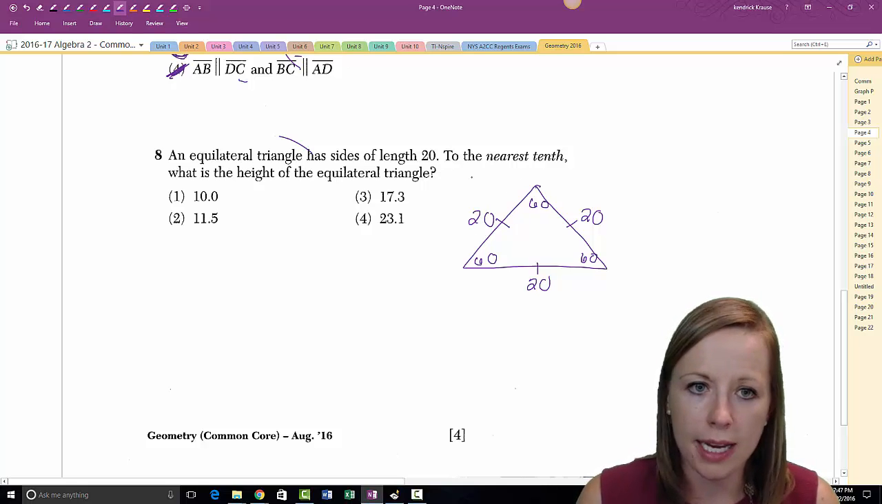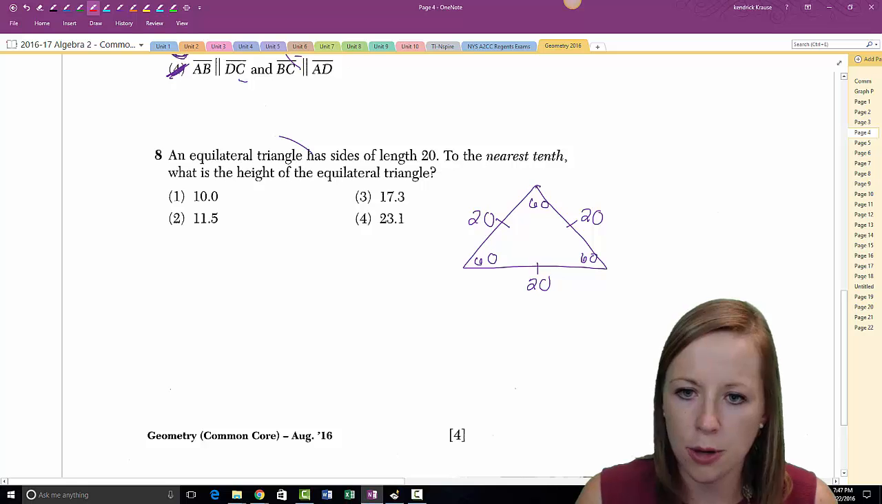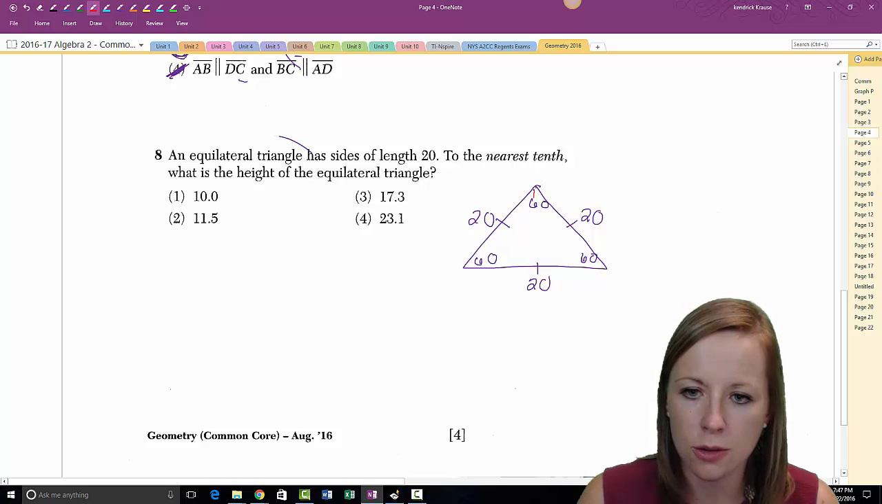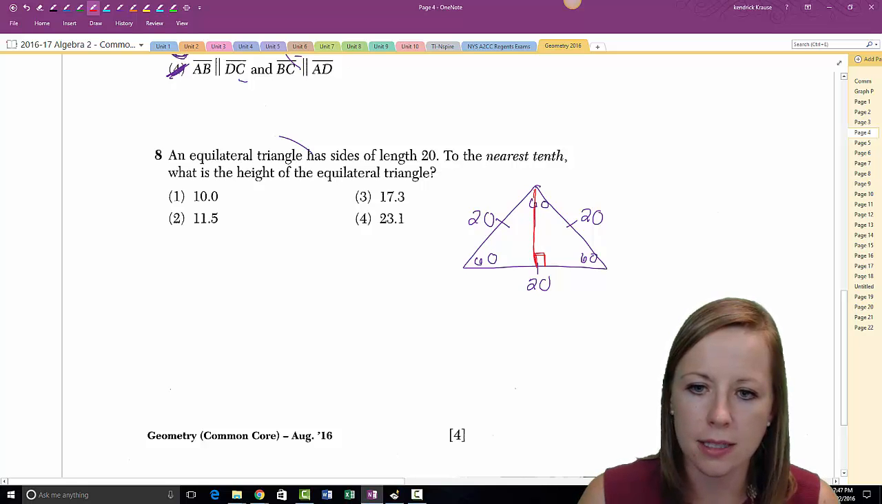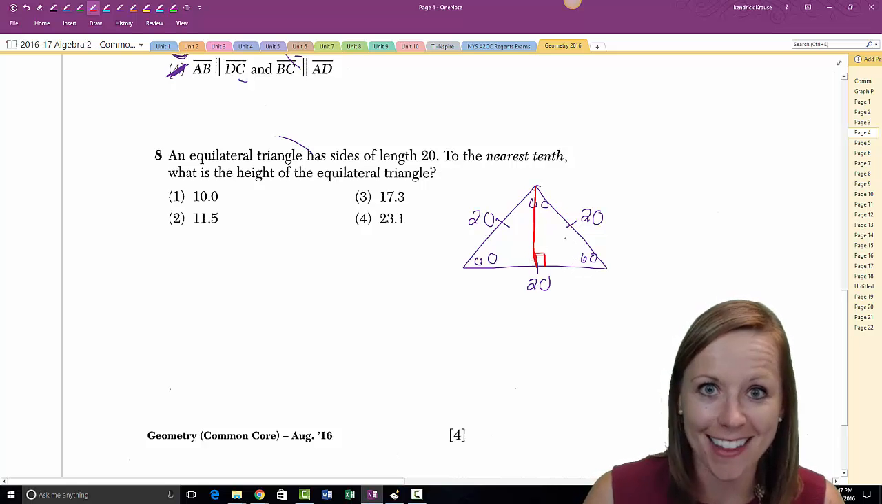So I'm going to draw in an altitude. You should know that an altitude is perpendicular to the opposite side. So I'm going to draw in a little altitude. Altitude has a definition of being perpendicular. So what I've really created here is a mini little right triangle. Look at that. Look what I did.